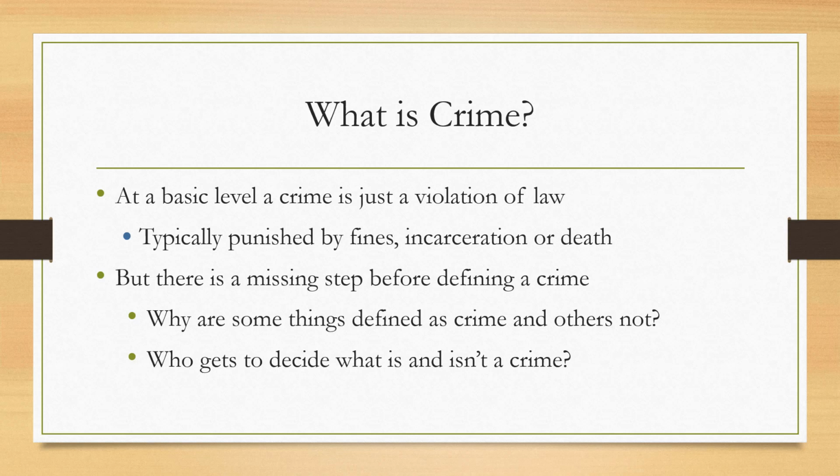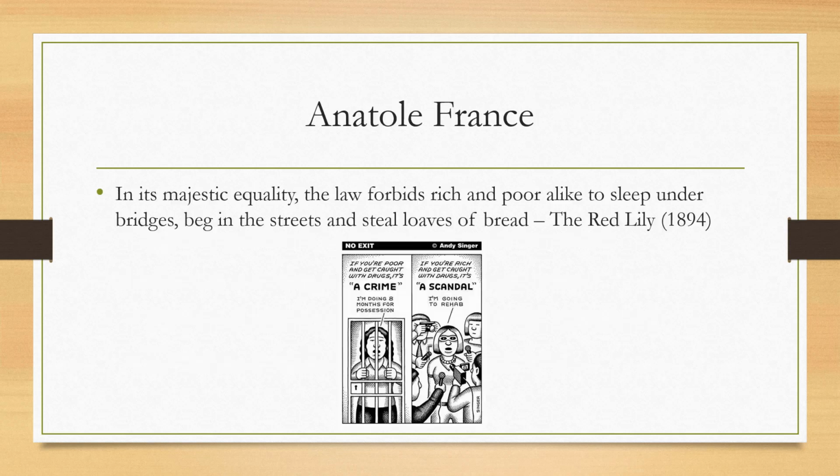You really should ask yourself when you start your introduction to criminal justice, why are some things crimes and some things not? Who got to make this decision that this thing, murder, rape, arson, burglary, prostitution, drug use, those are crimes, and these other things are not crimes? Who gets to decide this? And how does this impact the whole system?